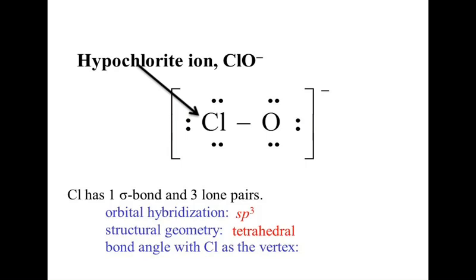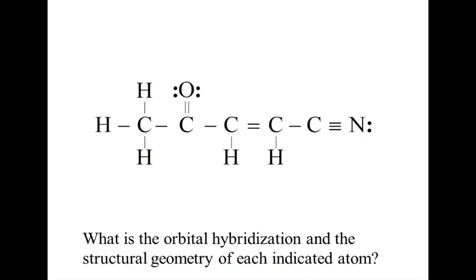The bond angle is kind of an odd one because you really don't have the chlorine at a vertex of two bonds, so that's not applicable.